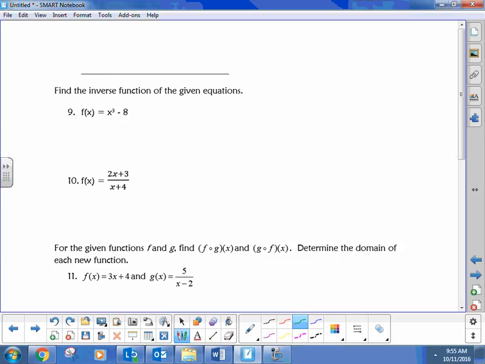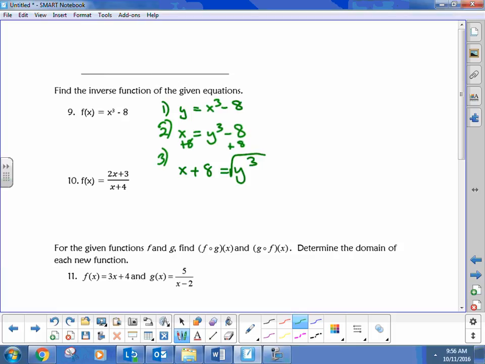But the first rule you're going to have to do is steps: change f of x to y. And then after that, step 2 is change x's and y's. After you discover this, the next step is to solve for y. So in order to solve for y, I'm going to do plus 8, plus 8. It's going to require more than one step, so I'm going to carry this forward for a little bit until I continue solving. Isolation is going to involve a cube root.